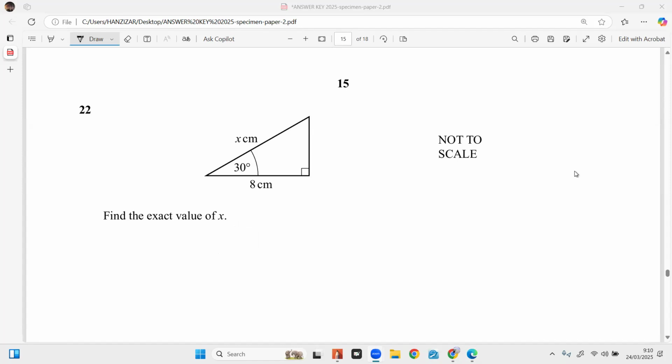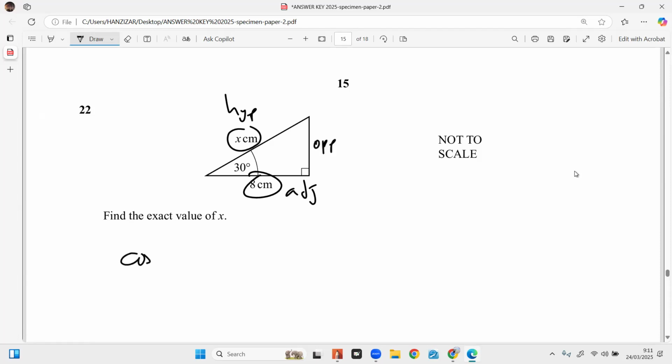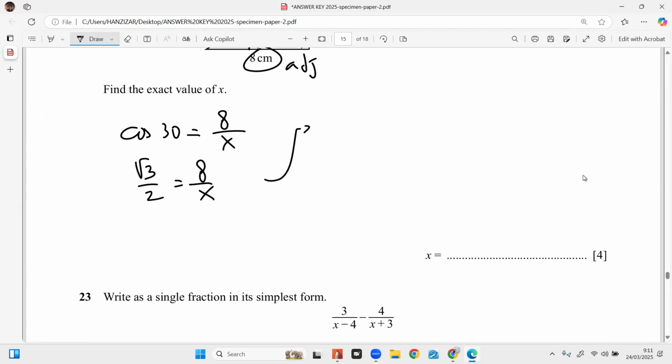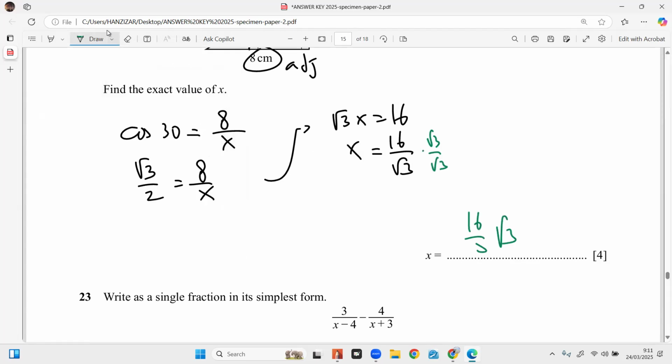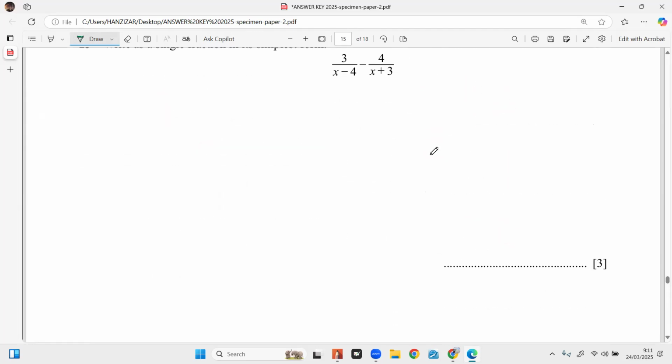Okay, guys, find the exact value of x. We have the adjacent here and the hypotenuse. So we don't consider the opposite. We use cos. Cah, adjacent over hypotenuse. Square root 3 over 2 equals 8 over x. Do the crossing multiplication. 16 over square root 3. Still irrational number. You multiply by square root 3 over square root 3. 16 over 3 square root 3. That's it.